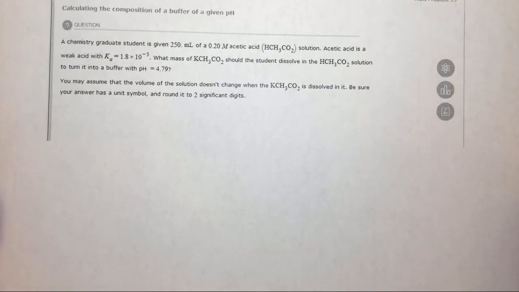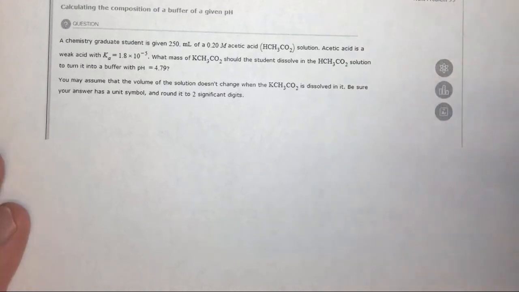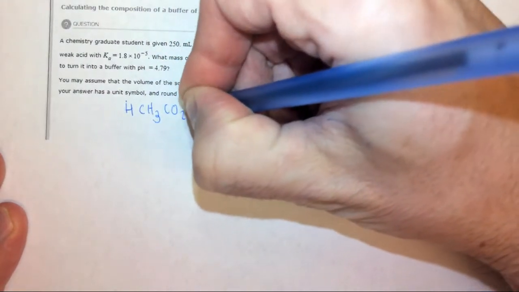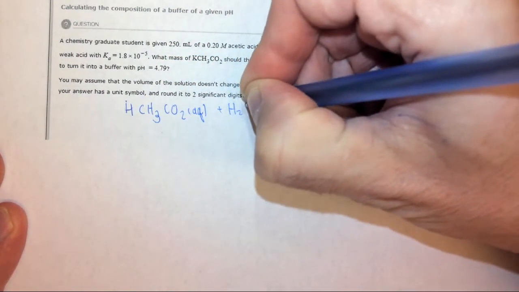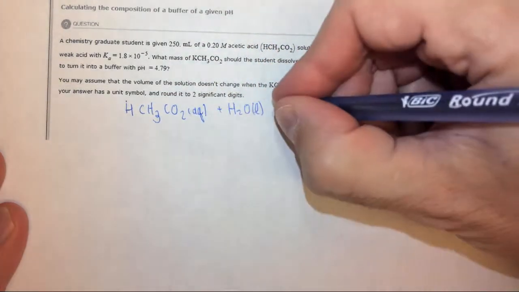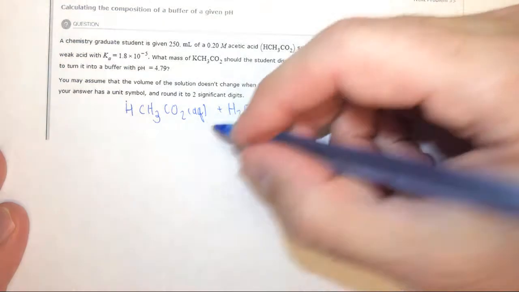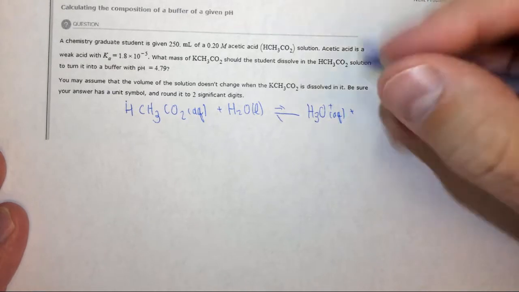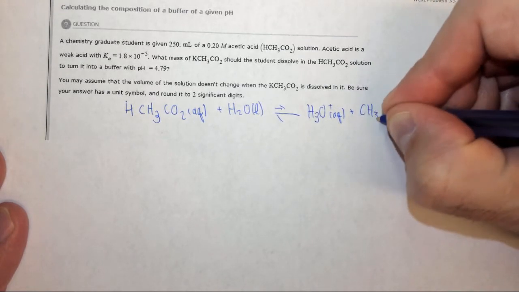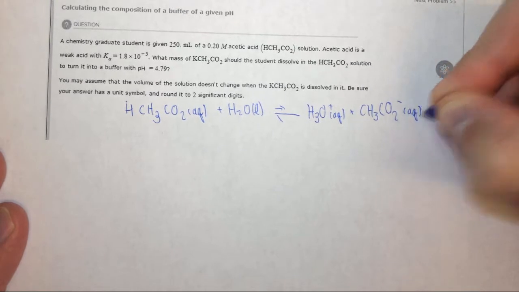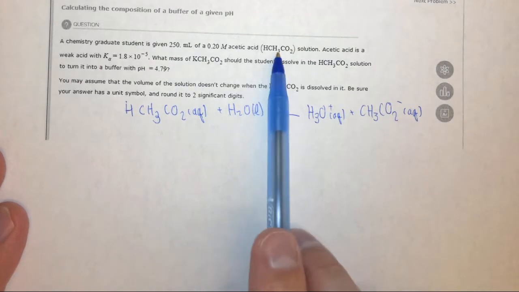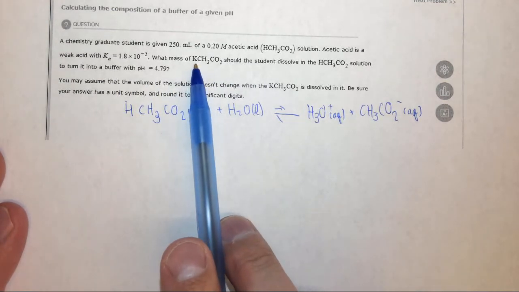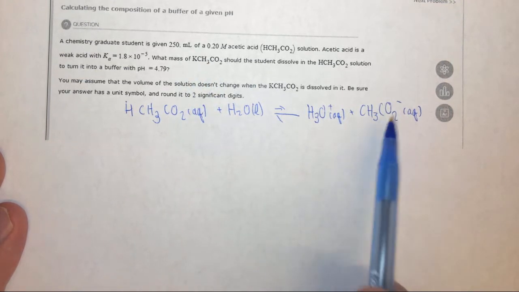Now there are many ways to approach this problem, but first I want to start with the balanced chemical equation. So we have acetic acid, HCH3CO2 aqueous, plus water, liquid, and acetic acid is going to act as an acid. It's the acid found in vinegar, and you're going to get H3O plus aqueous plus CH3CO2 minus aqueous. So like in other buffers, the acetic acid is this one, and the ion, often a 1A metal ion, with this negative ion is this one.